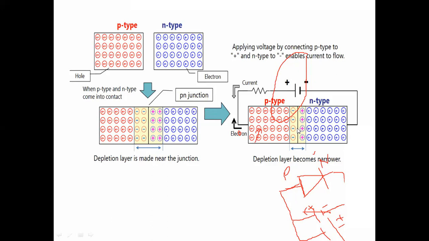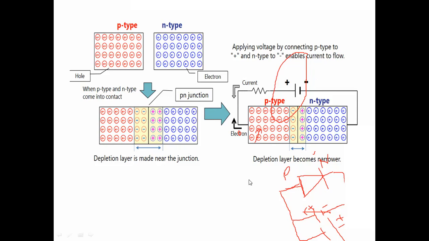Across the p type and n type, we have a depletion region. This depletion region narrows, decreases due to the forward bias. Due to that, the electrons and holes will be exchanged, and due to that we have the diode current.